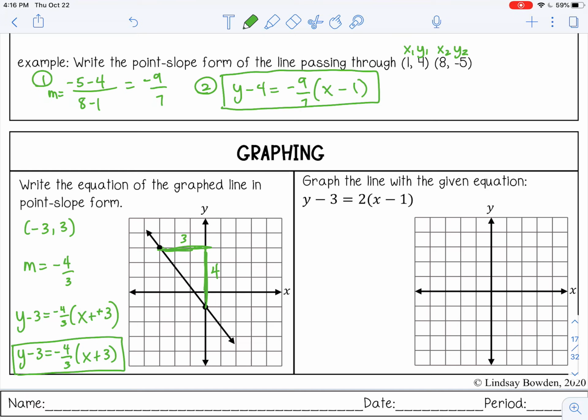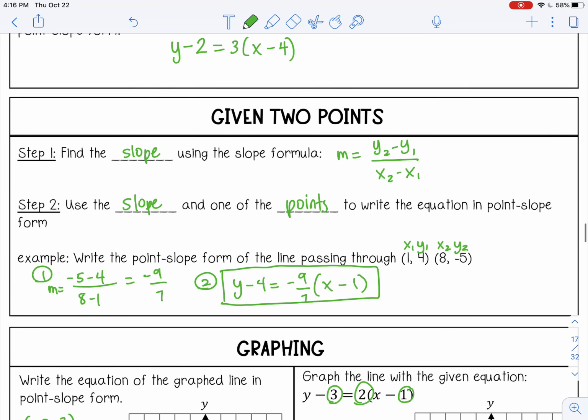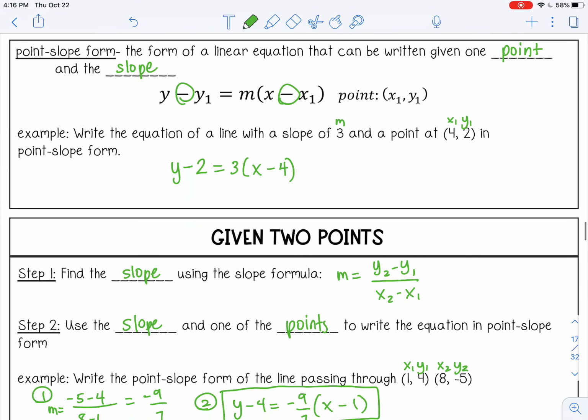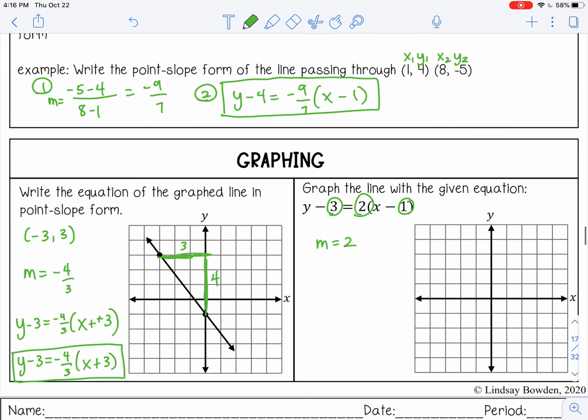All right, in the next example, you're given the equation and we want to graph. So you have to know what numbers mean what for the equation. So we know this is our slope, positive 2. And these represent our points. Now, it's not negative 1 and negative 3 because if you look back at the point-slope form, negative is built into the equation. So it's actually the positive of those numbers. So my point is 1, 3.